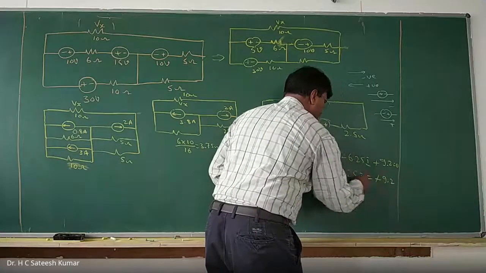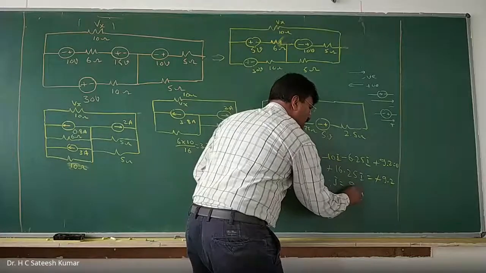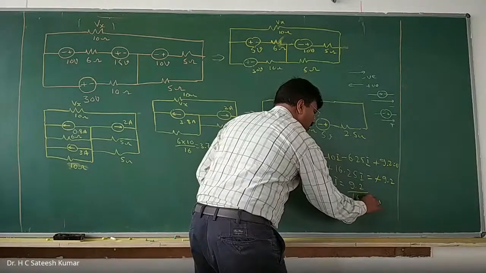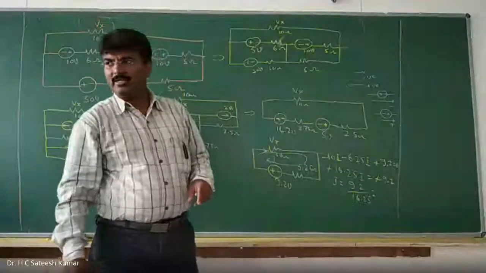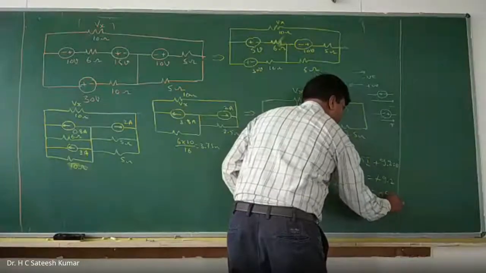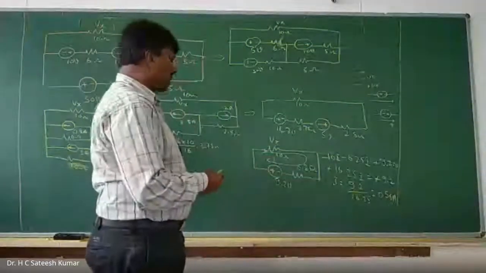This becomes plus. Therefore, I is equal to 9.2 divided by 16.25. How much is that? 0.56 amps. Therefore, now I got the current. Therefore, what is the voltage?